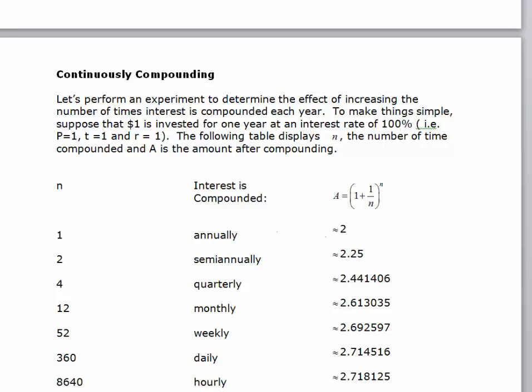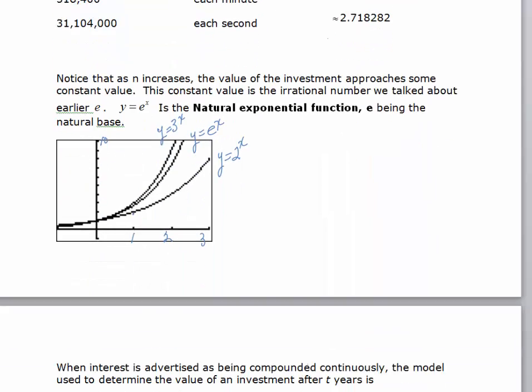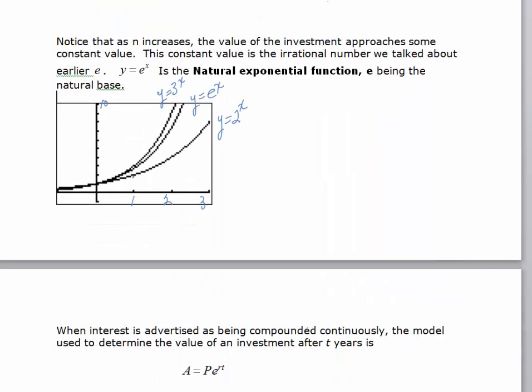Let's continue our discussion of the number e and scroll down to the bottom of this page. Before we actually use e in a compounded interest problem, I just want to back up a little bit and talk about the fact that e is the natural exponential function. So far we've graphed exponential functions with integer bases and also with fractional bases. Here, e is considered an irrational number, and y equals e to the x is considered the natural exponential function.